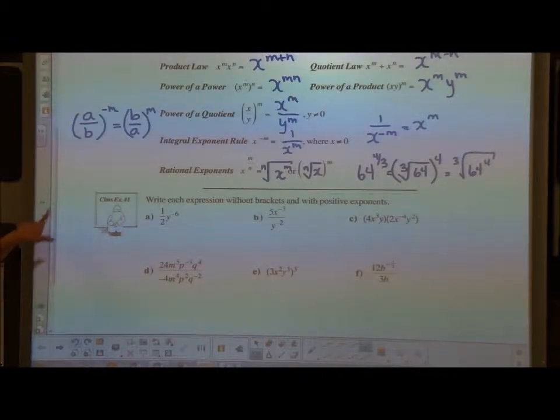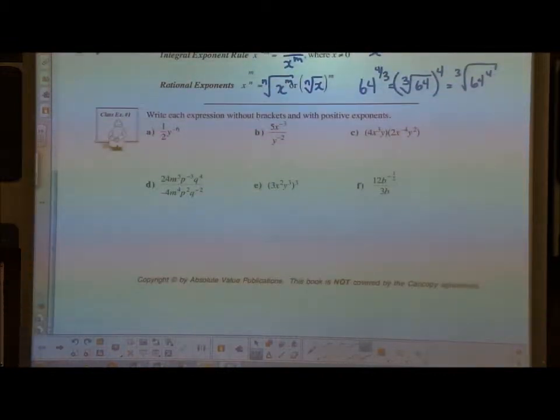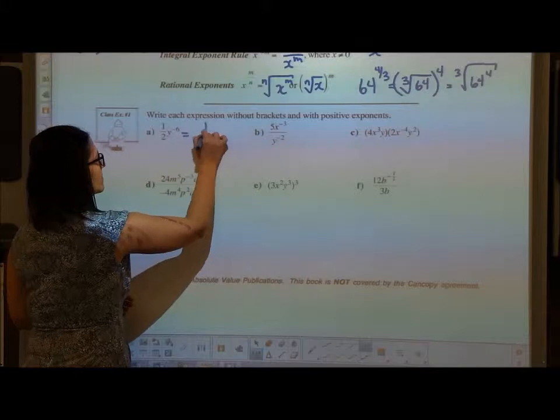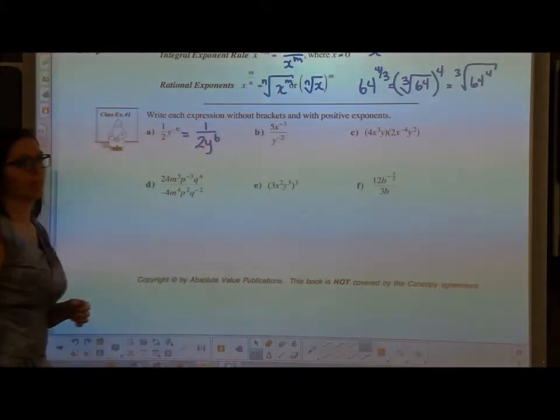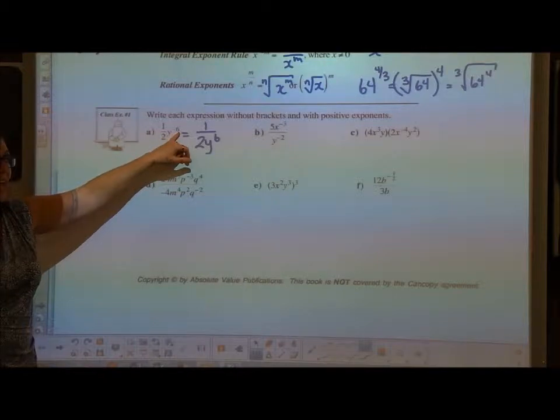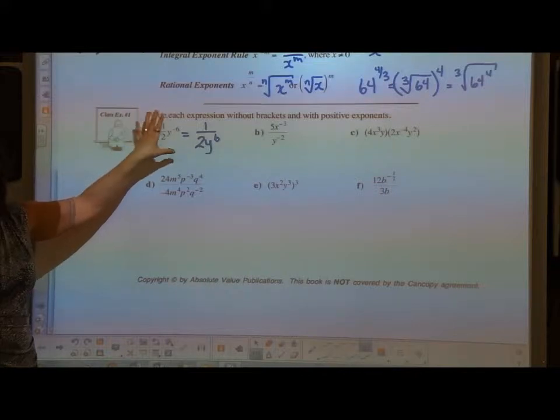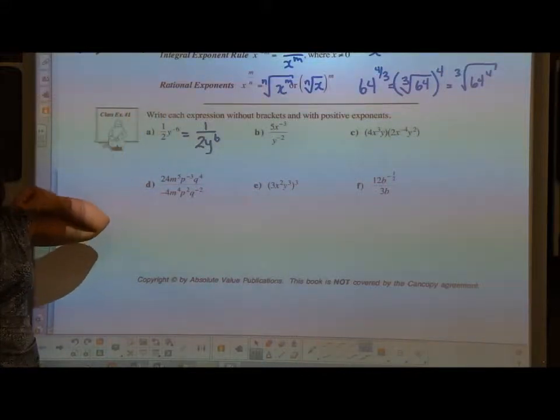So if we look at class example number 1, we want to write each expression without using brackets and making sure that all of our exponents are positive. So if I have 1/2 times y to the power of -6, how would I write that with a positive exponent? 1 over 2y to the power of 6. Right. So the -6 with the y brings it down to the bottom. The 1/2 stays as it is because it is not impacted by that negative exponent.